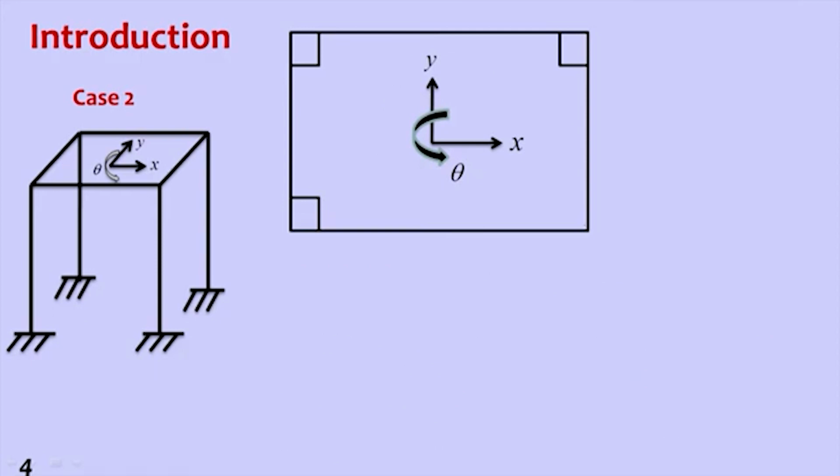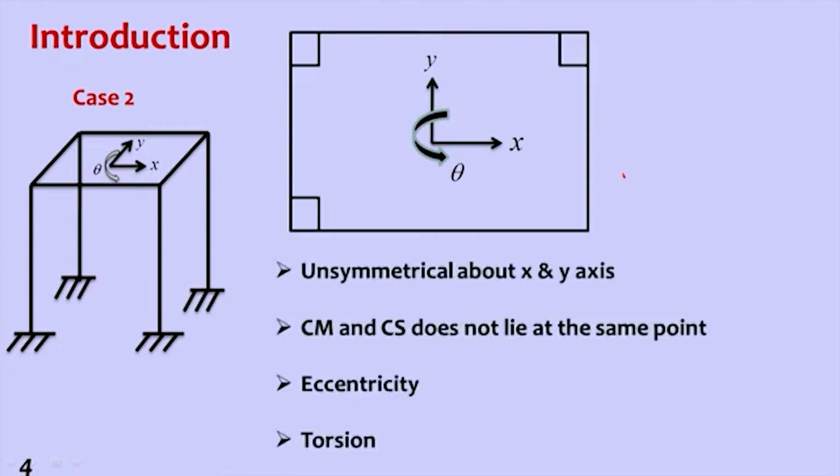Then next one is case 2, where there is no symmetry. So purposely we have removed one column. If you can notice here, one column is removed. So in this case, even if I translate in one direction, it will rotate and as well as translate in another direction also. So x direction motion will translate in x direction as well as y direction, and rotation. So it is unsymmetrical about x axis as well as y axis. Center of mass and center of stiffness do not lie at the same point, and eccentricity is present in the structure, and then torsion will take place.